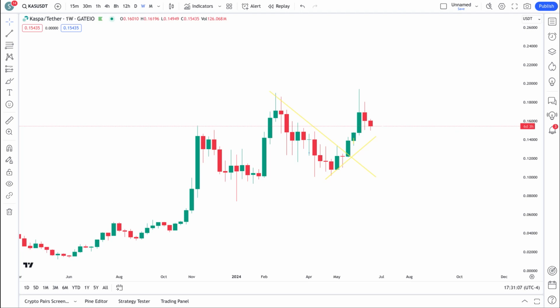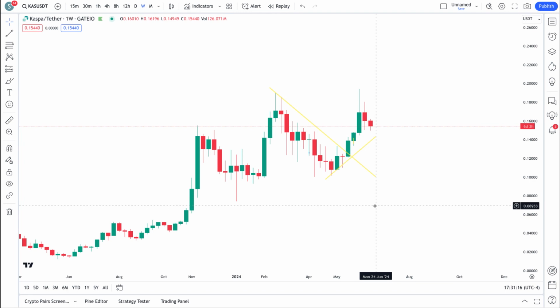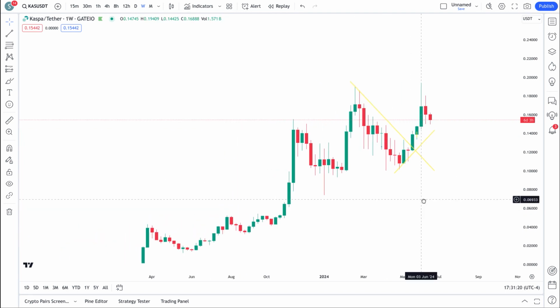Hey everybody, Brian back here with a look at Caspa. We're going to take this chart, break this down a little bit, and see what's going on here for Caspa and for the rest of the market, actually. All right, so first off, I want to show you guys. Let's go on a daily on this thing.